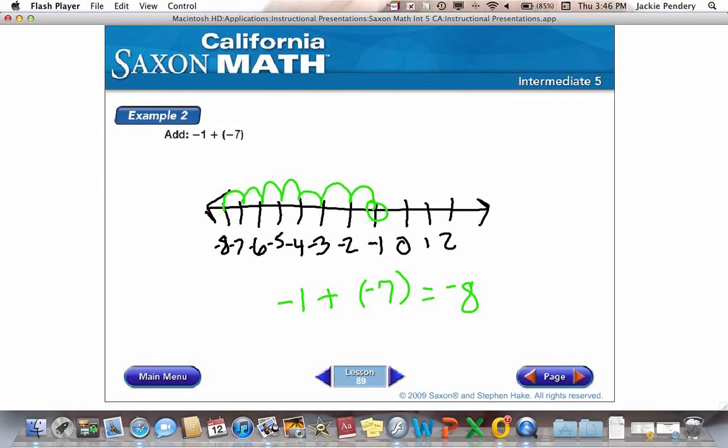Whenever you have a negative, you need to move to the left. When you have a positive, you move to the right, up the number line. Okay? All right, moving on.